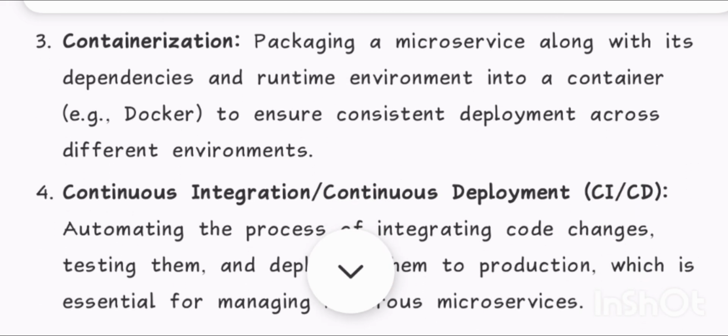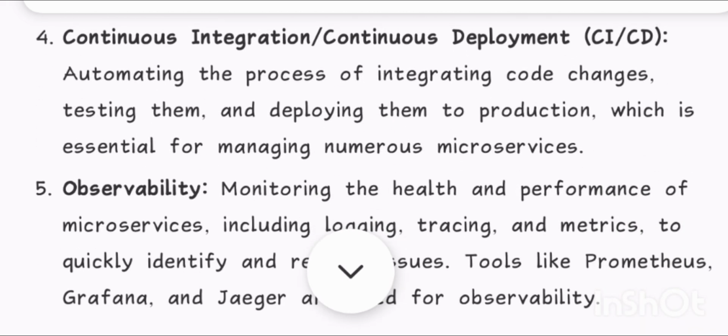3. Containerization, packaging a microservice along with its dependencies and runtime environment into a container, e.g. Docker, to ensure consistent deployment across different environments. 4. Continuous integration, continuous deployment, CI/CD, automating the process of integrating code changes, testing them, and deploying them to production, which is essential for managing numerous microservices.